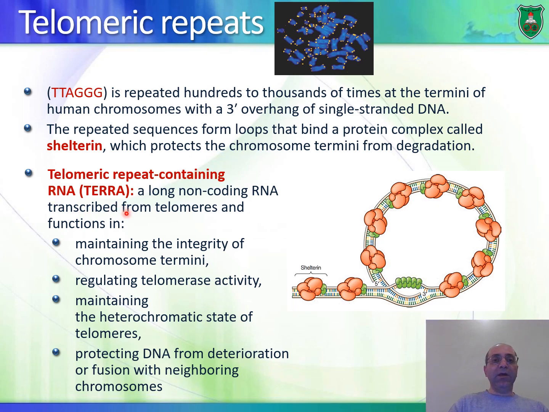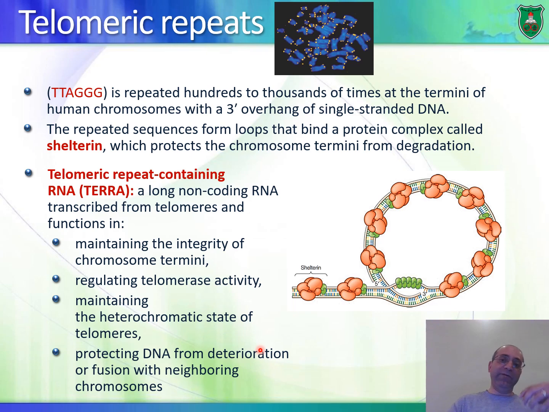And this RNA belongs to the class of long non-coding RNA molecules. And these RNA molecules that are transcribed from telomeres have important functions in maintaining the integrity of chromosome termini. So they work similar to sheltering. They can also regulate telomerase activity. They maintain the heterochromatic state of telomeres.